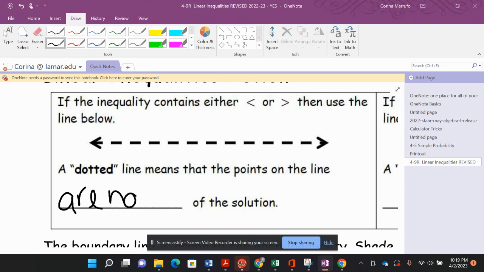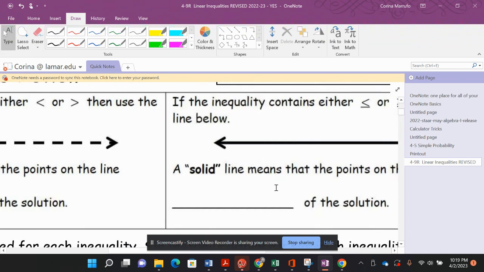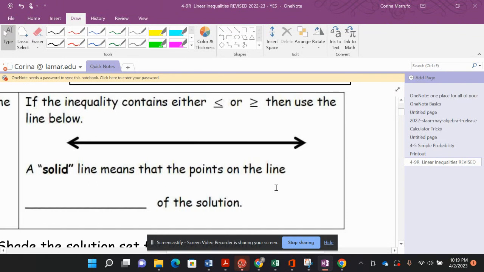Are not part of the solution. Okay, so make sure you guys are copying this down. Now, if the inequality contains less than or equal to or greater than or equal to, then use the line below. Because it is an equal to sign, we use a solid line. And the solid line means that the points on the line are part of the solution.